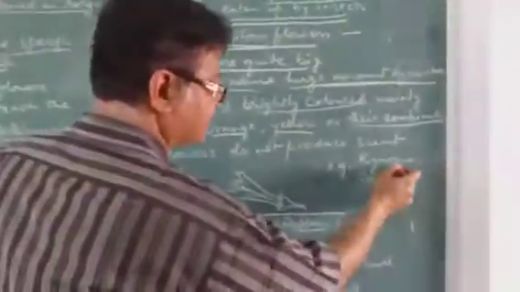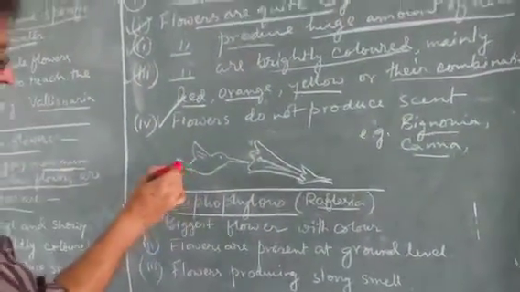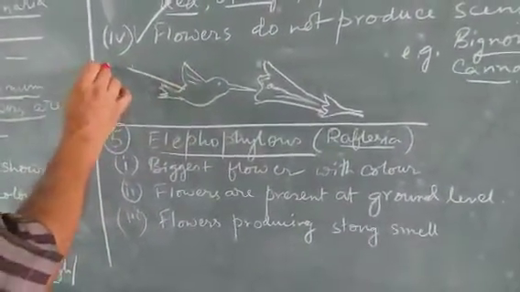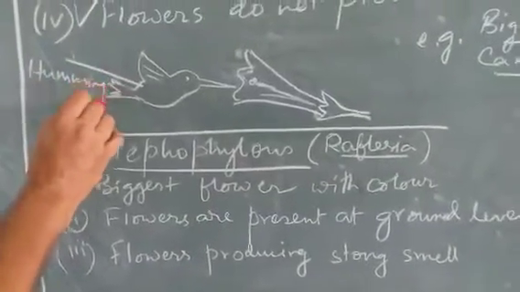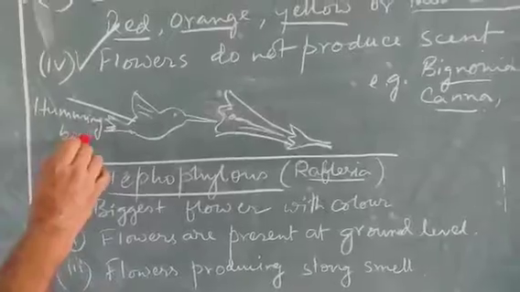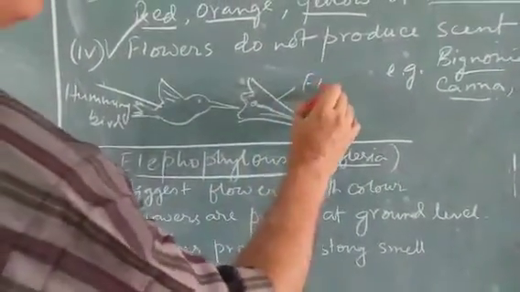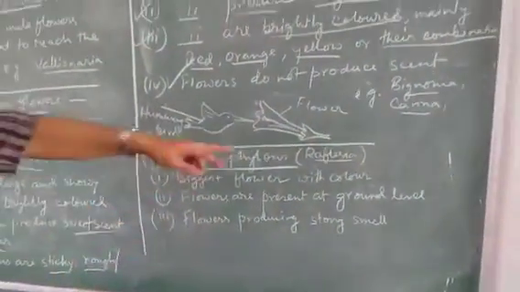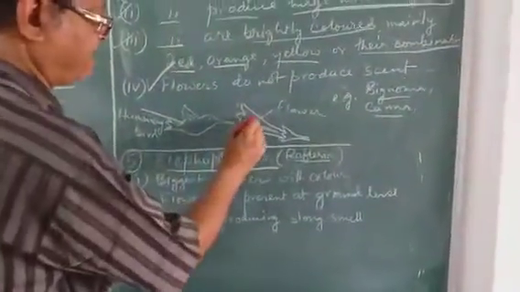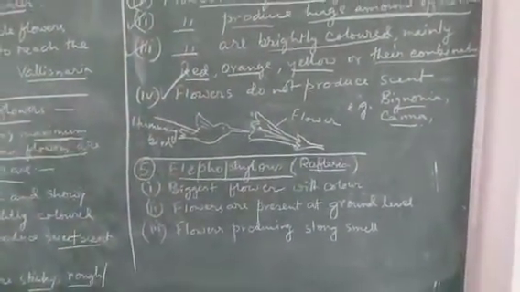Examples of these flowers are Bignonia and canna. The picture is also given. This is the hummingbird, and this is the flower. The hummingbird came to collect the nectar from here, and because of that it is pollinating the flower.